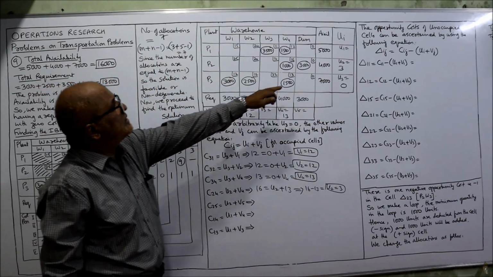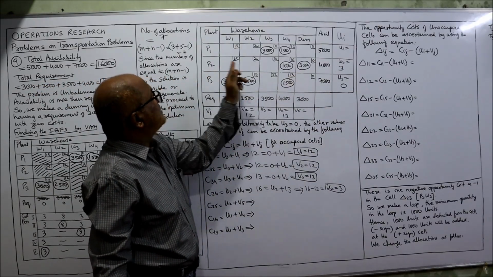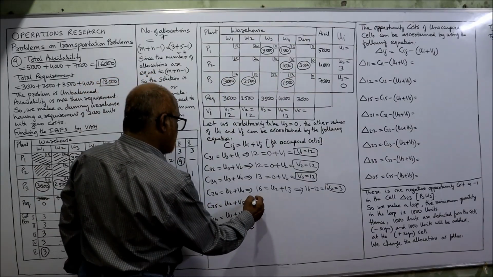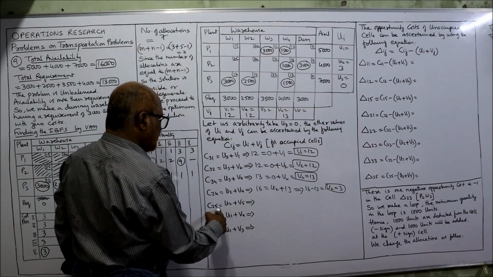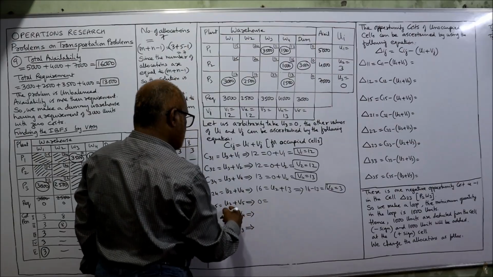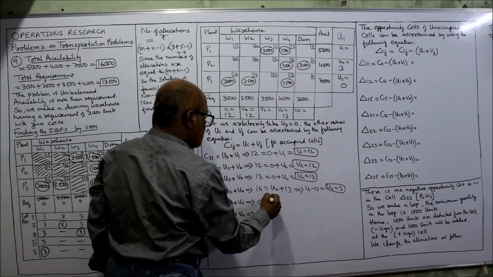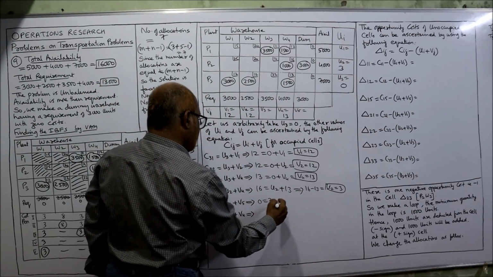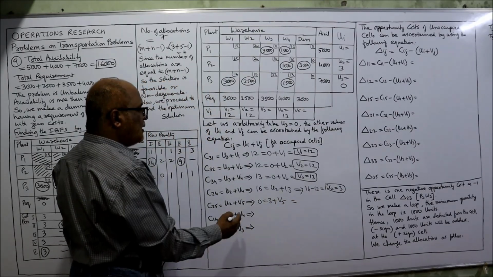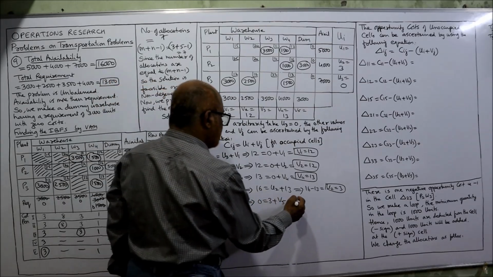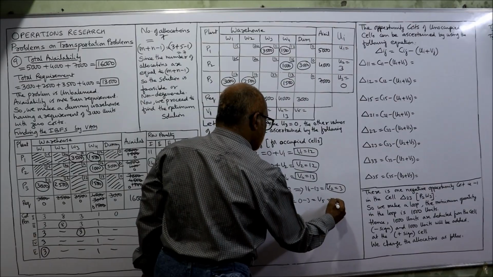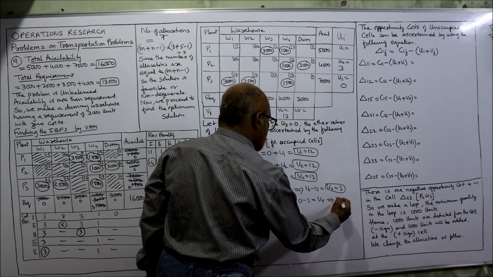Now we can make use of this cell. What is the location of this cell? 2, 5. So C25 is equal to U2 plus V5. How much is C25 here? 0. 0 is equal to U2. How much U2 we got? 3 plus V5. So 0 is equal to 3 plus V5. Bring the 3 to the left hand side. So 0 minus 3 is equal to V5. So V5 is equal to minus 3.